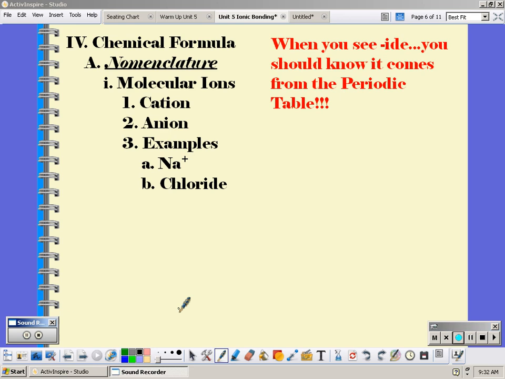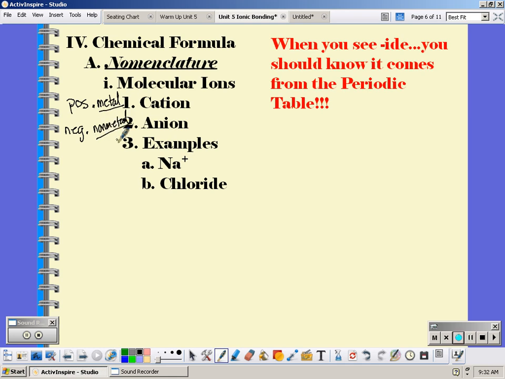Chemical formulas, nomenclature. So a molecular ion is an atom with a charge. We already know that cation is a positive charge and anion is a negative charge. We also know that cations, or positive charges, are our metals, and anions would be our nonmetals because they form the negative charges. So to name a cation, you simply copy the name off of the periodic table. To name an anion, you change the ending to IDE.